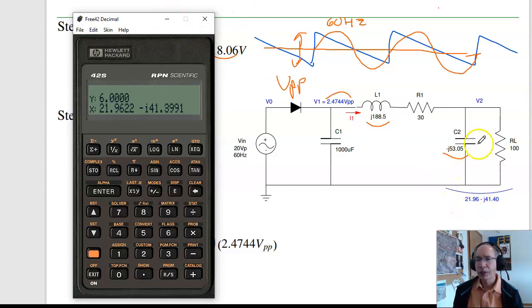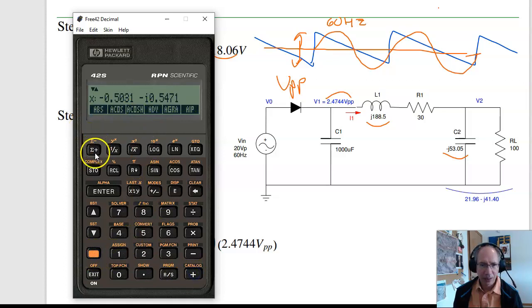Now we can use voltage division. It's your R1 over R1 plus R2 times Vn. So hit enter a couple times. There's your R1. R2 is 30 plus j188.5. So there's your R2. Add the two together. That's the denominator, R1 plus R2. Take the ratio. That percentage of 2.4744 volts. And I want to take the absolute value of that. Catalog, function, absolute. 0.743 volts.